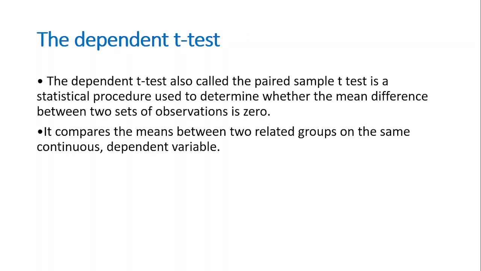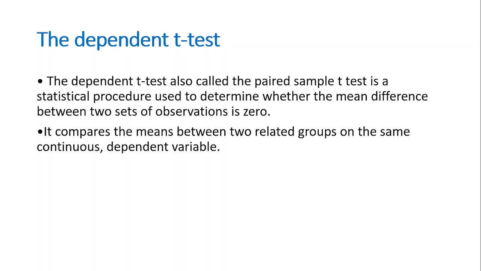The dependent t-test is also called the paired sample t-test, and it is the alternative of the non-parametric test called the Wilcoxon test. So, the dependent sample t-test is a statistical procedure used to determine whether the mean difference between two sets of observations is zero. It compares the means between two related groups on the same continuous dependent variable.